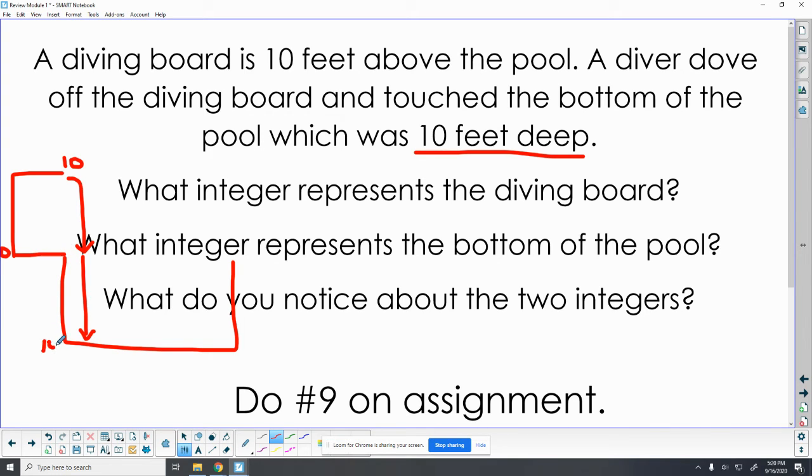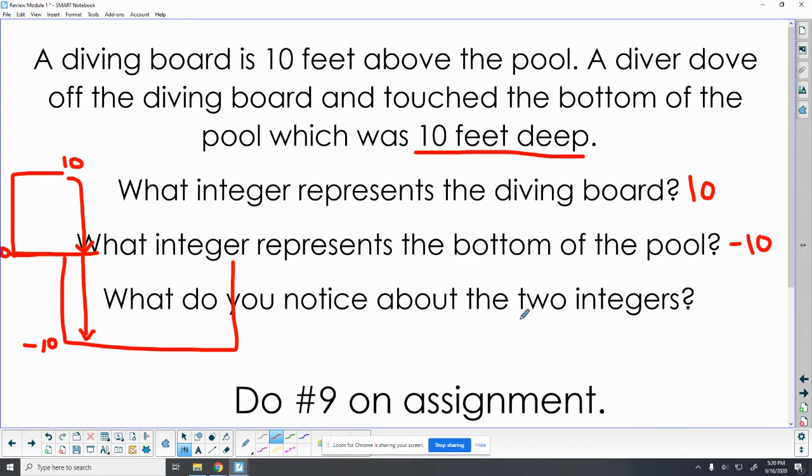So here I have another 10, but I need to think about that one. When I jump into a pool, I know I'm going down and I'm passing that 0 mark. So if it's less than 0, that means the bottom of the pool is at -10. So we're going to write 2 integers to represent the diving board. So I know the diving board is up above 0. So that integer is just 10. And I know the bottom of the pool is down below 0. So that integer is -10.